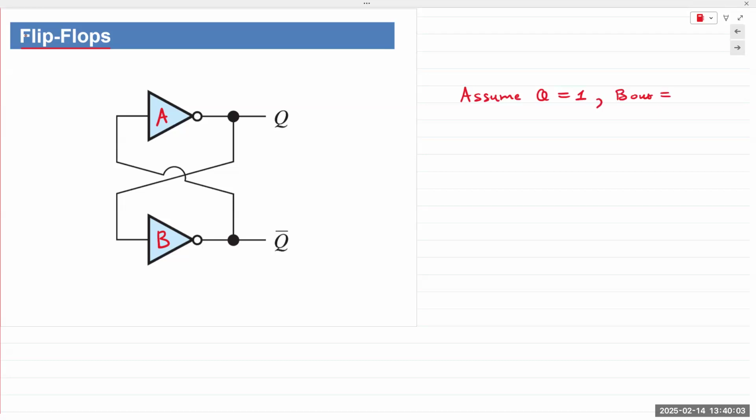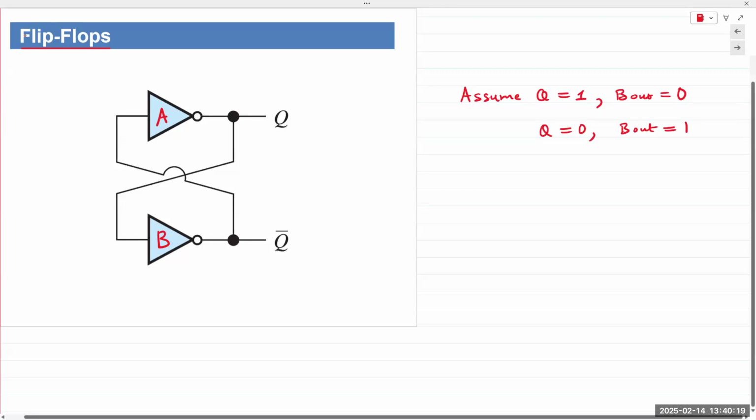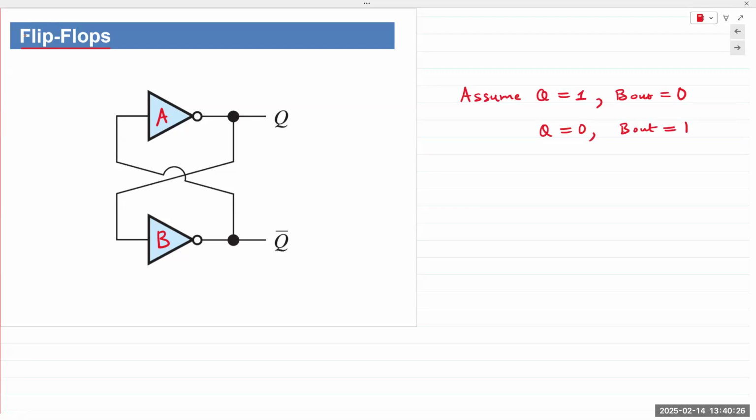If Q is 1, what is B out? 0. And if Q is 0, what is B out? 1. But if B out is 0, then the input to A is 0. So Q is 1. So it stays consistent.